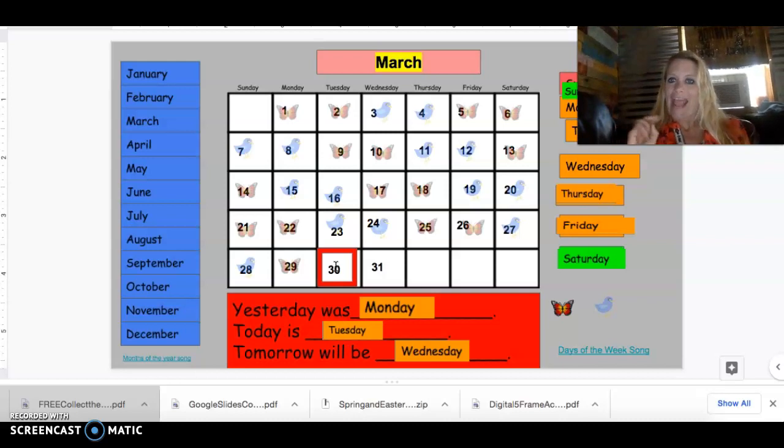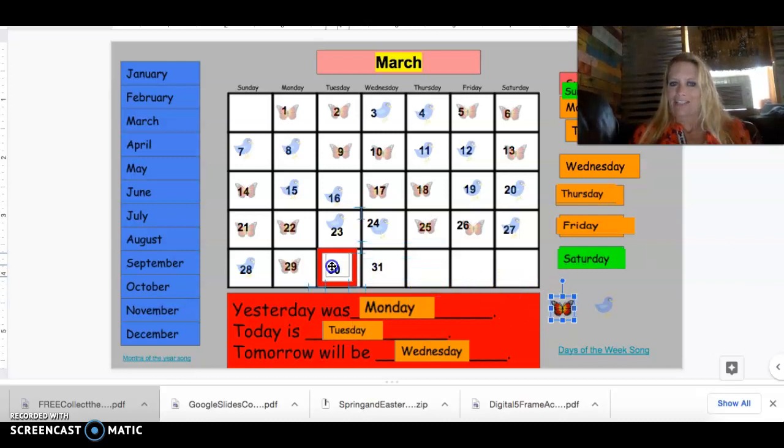We're working on an AABB pattern. A, A, B, B. A again. And what is A? A butterfly. Good job. So today is Tuesday, March 30th, 2021.